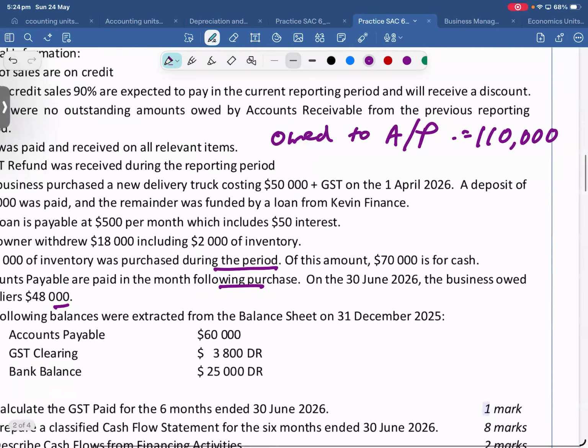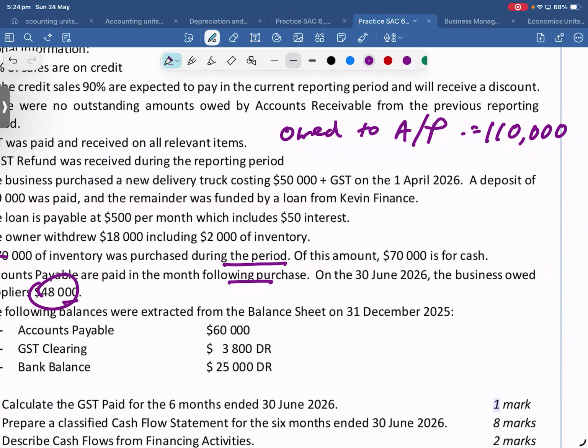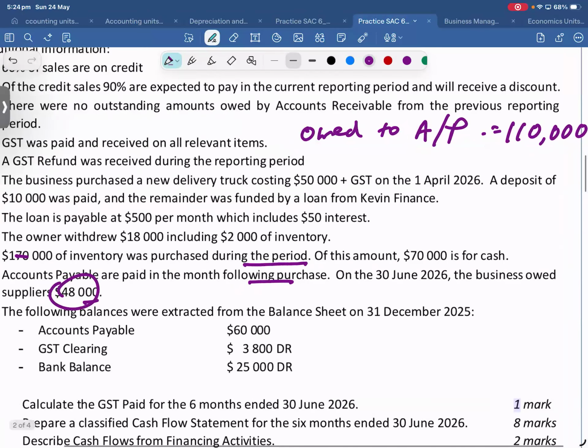That means, is that 48,000 included in the 110? Yes. It's 110 minus 48. Yeah, my question. It is, because the one you paid is 100,000. Makes sense, guys?